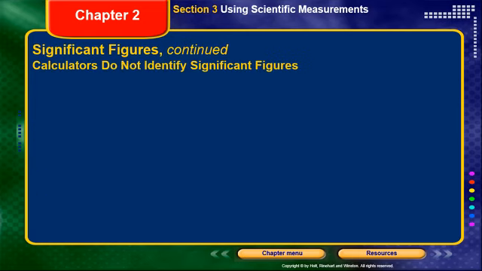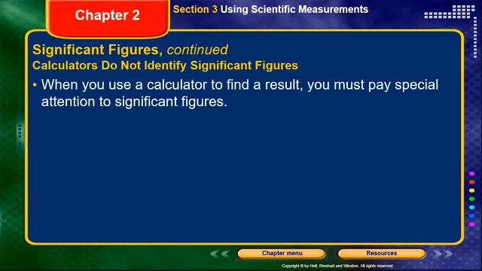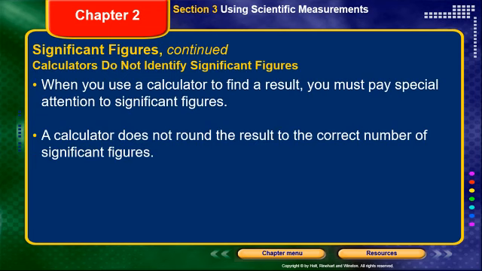Now, there are some exceptions here. When you use a calculator to find a result, you must pay special attention to significant figures, because a calculator does not round its product, its answer, to the correct number of significant figures. The way a calculator works, it actually assumes that there are an infinite number of significant figures, and so it displays all the numbers it possibly can. Now, in real life, you don't have an infinite number of significant figures, do you? No, you do not. So you have to take that into account when you are writing down your answers, and we will practice that in class.